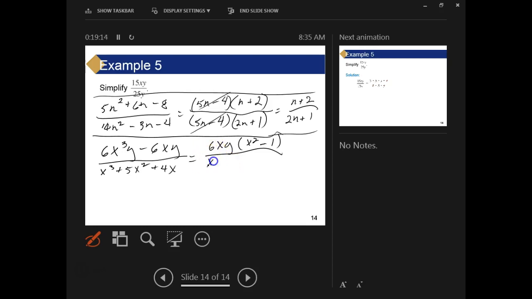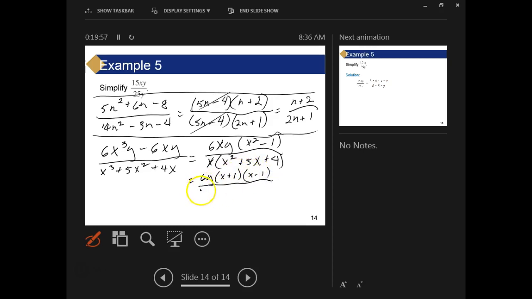How about that denominator? Take out an x, okay? What do you have left? x squared plus 5x plus 4. Okay? Are we through factoring? No, I don't think so. Let's go on and get rid of the x's because obviously those are common factors. So get rid of those. That leaves you in the numerator 6y. But what can we do with x squared minus 1? x plus 1 times x minus 1. Does everybody see that?